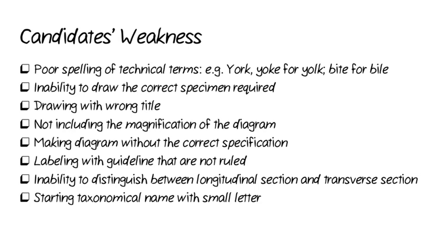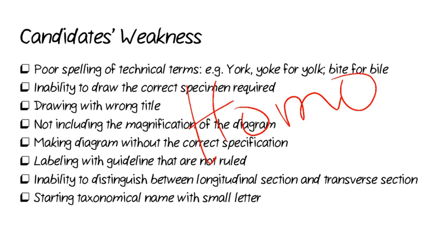We all know that the scientific name for human is Homo sapiens. If a candidate is to write Homo sapiens, the Homo should be capitalized. That is, you should start the Homo with a capital letter, as in H-O-M-O. And then the sapiens should be small letter, S-A-P-I-E-N-S.